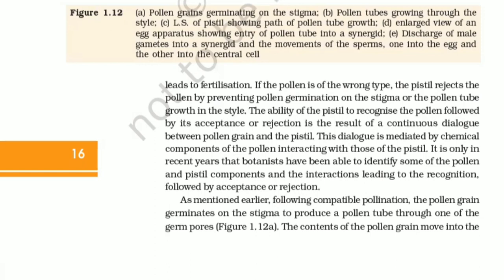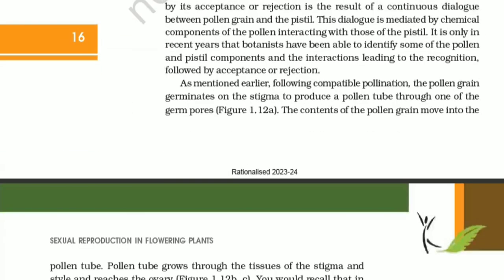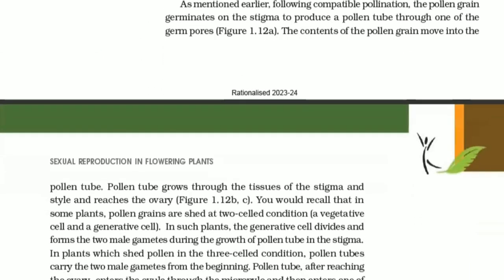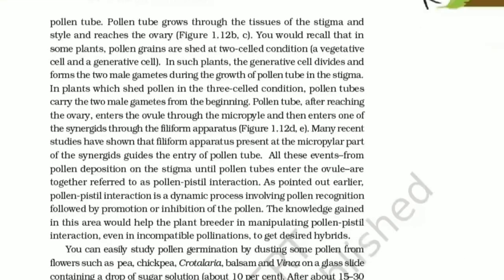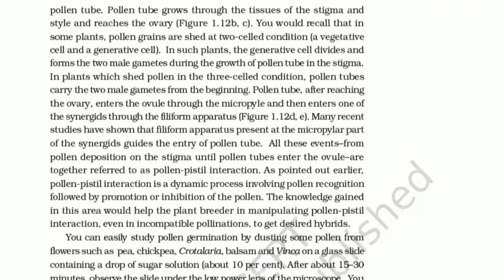As mentioned earlier, following compatible pollination, the pollen grains germinate on the stigma to produce a pollen tube through one of the germ pores, as shown in figure 1.12a. The contents of the pollen grain move into the pollen tube. The pollen tube grows through the tissues of the stigma and style and reaches the ovary, as shown in figure 1.12b-c.